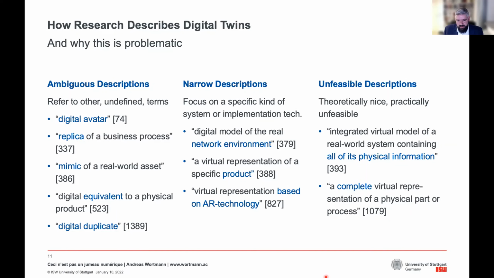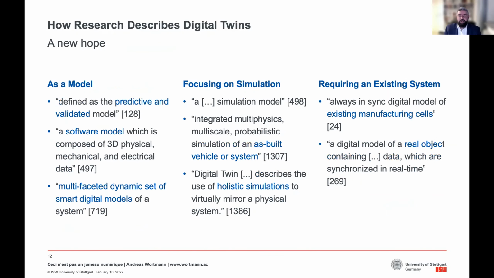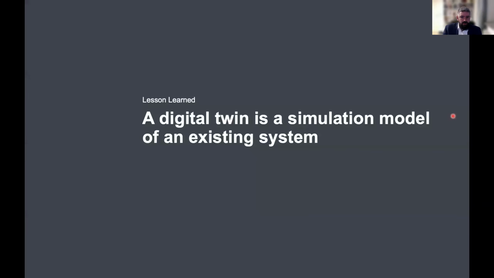But there's hope. There is a direction in defining digital twins as a model that focuses on simulation and requires an existing system. There are a lot of these definitions. For instance, a digital twin is a software model that has mechanical, electrical, and physical data, and it uses holistic simulations and describes existing manufacturing cells. So, by show of hands, how happy are you with this notion of digital twins as a simulation model of an existing system?